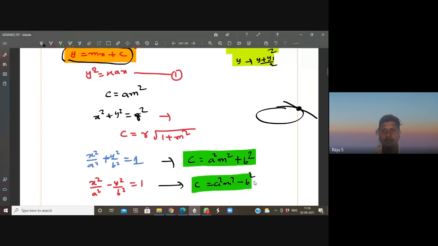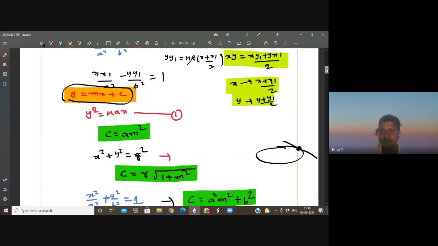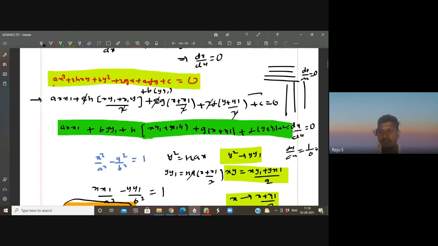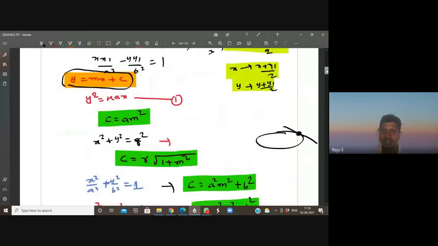Yeah, these are the conditions. Okay, so this is the equation of tangent. This is the equation of tangent for the second degree equation. So these are the tangency conditions.